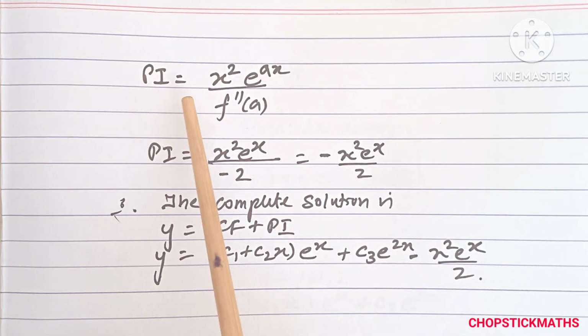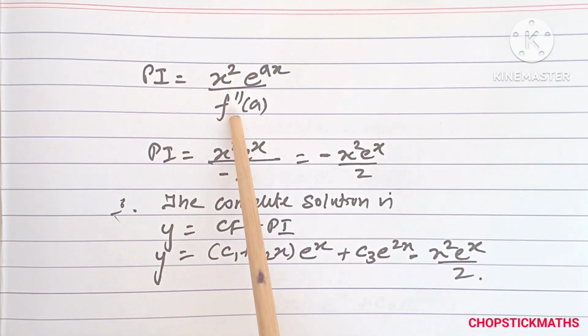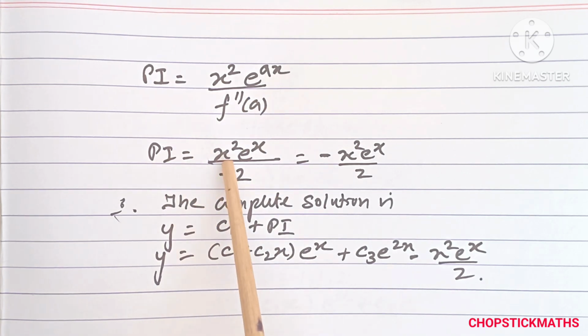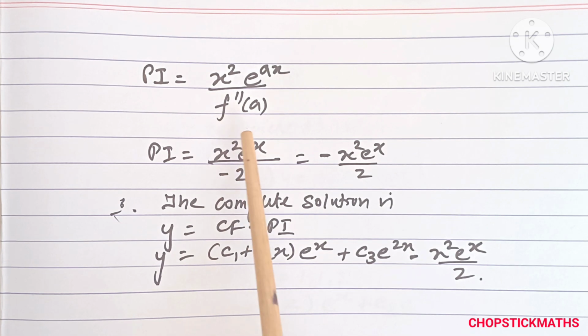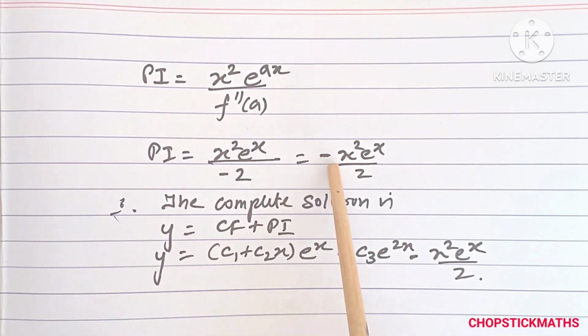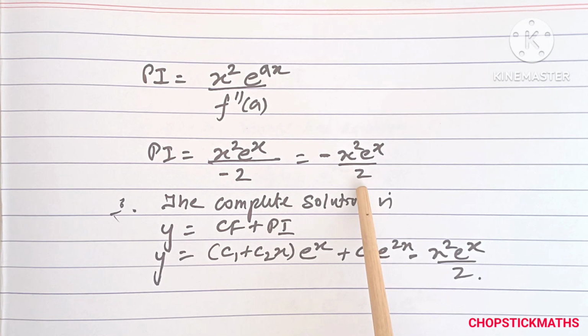That is, the particular integral is x square e raised to ax upon f double prime a. Therefore, the particular integral is x square into e raised to x upon minus 2. As we have calculated, f double prime a is equal to minus 2. That would be equal to minus x square e raised to x upon 2.